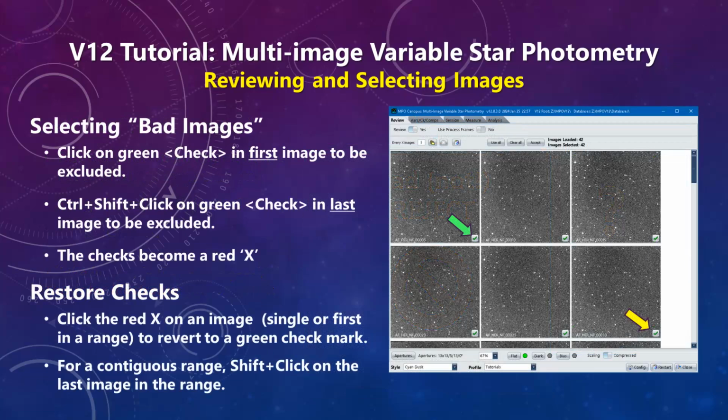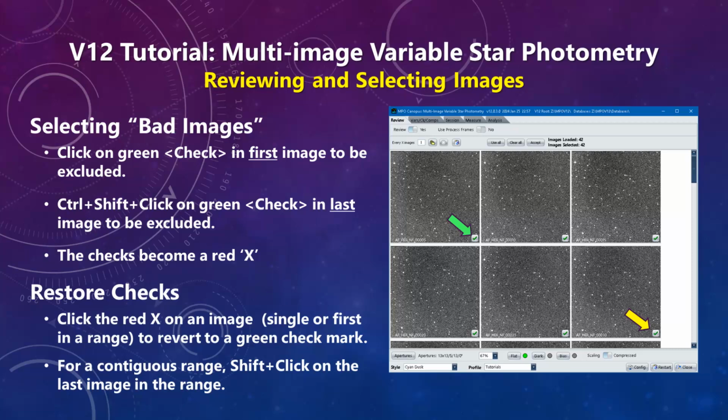Click the green check mark at the bottom right of a thumbnail to exclude it from the selected list. The check mark is replaced by a red X. To exclude a contiguous range of images, click on the green check mark of the first image to be excluded, and then Control-Shift-Click on the last image. The green check marks for all images from the first to the last are set to a red X.